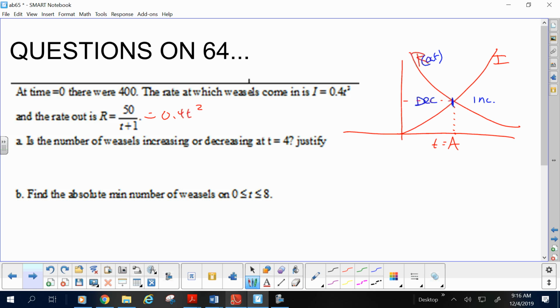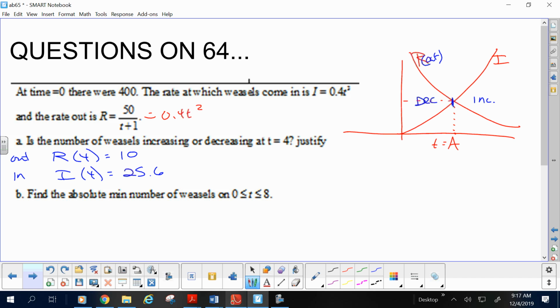I would compare R at 4, which is the rate out, and I at 4, which is the rate in. Based on which one has the greater rate, R at 4 is what, 10? And I at 4 is, what is it? 16. Is that a 2 or a 3? It's a 3, sorry. So 64, 256, 2.56, or 25.6? 25.6? Okay, 25.6. What do I conclude? Is the number of weasels increasing or decreasing?